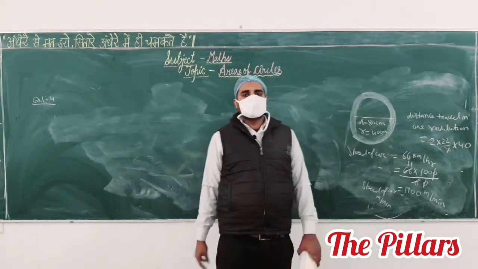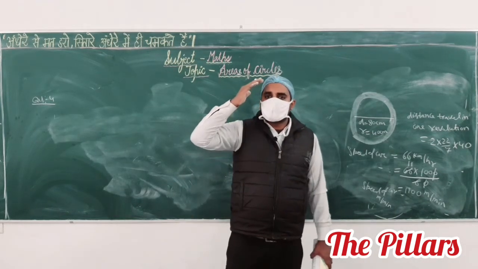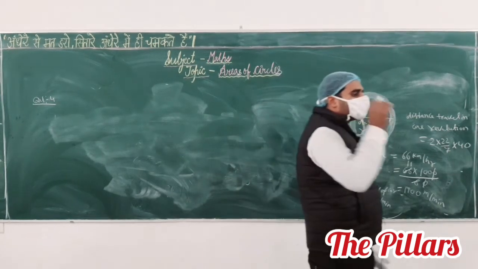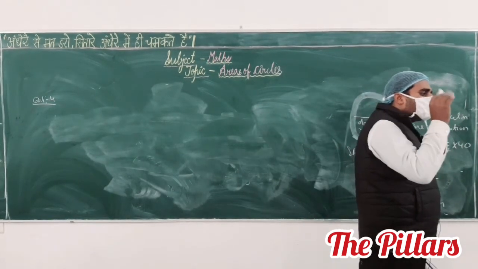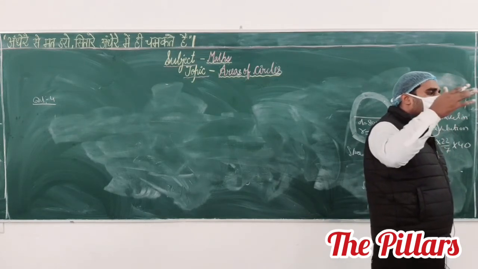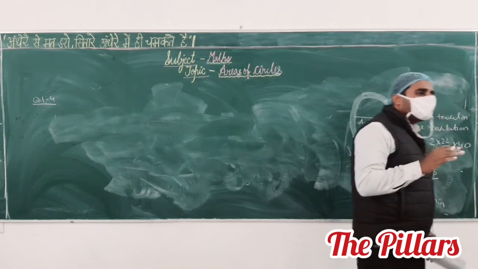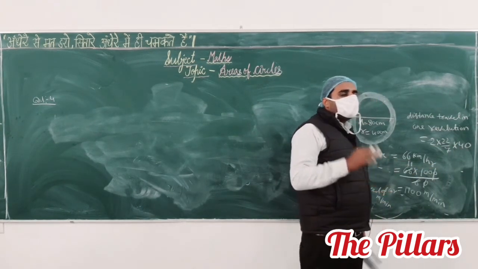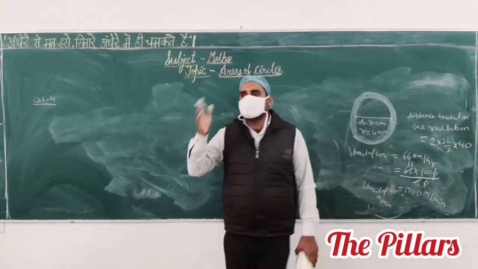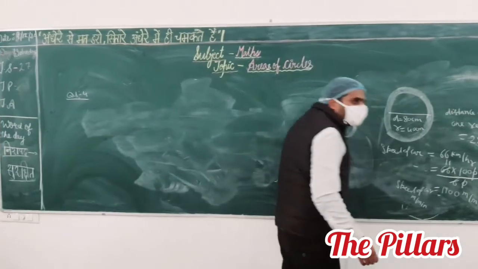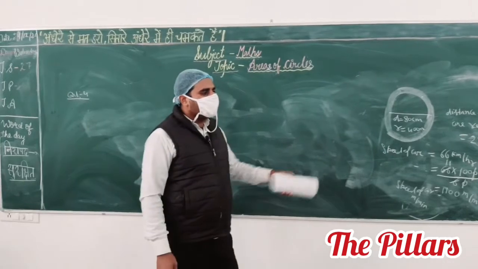Now the question says the car travels at the same speed for 10 minutes. It means we want to calculate how much distance it will cover in 10 minutes. This is the distance traveled by the car in 1 minute, so we have to multiply it by 10. Then this will be 11,000. The distance traveled by the car is 11,000 meter.